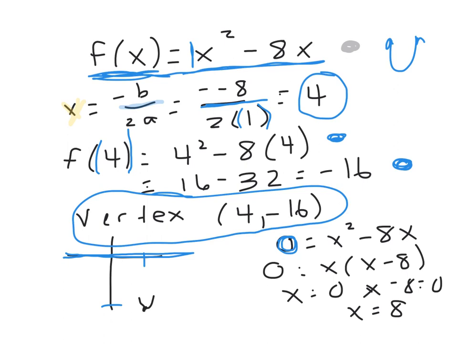And the way you solve this, you can use a quadratic formula, but I'm going to solve it by factoring. So I factored out an x, and that left me x minus 8. And that gives you x equals 0, or x minus 8 equals 0. So you got an x-intercept of 0 and an x-intercept of 8. So your parabola looks something like that.